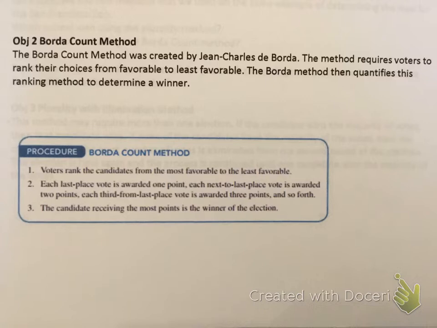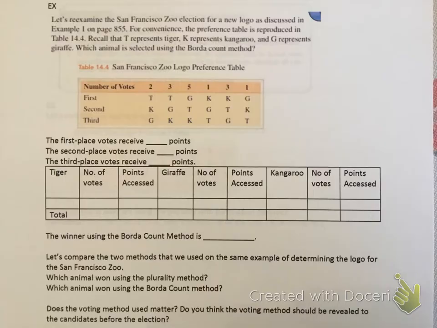Okay, so we need a preference table for this one, definitely. What the voters do is rank their candidates from most favorable to least favorable. Then each last place vote is awarded 1 point. Each next to last place vote is awarded 2 points. Each third from last place vote is awarded 3 points, and so forth. The candidate receiving the most points is the winner of the election. So let's see how this all plays out.